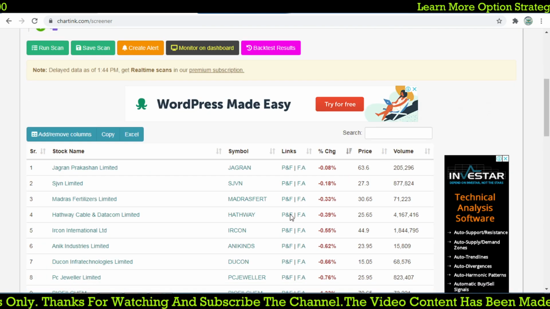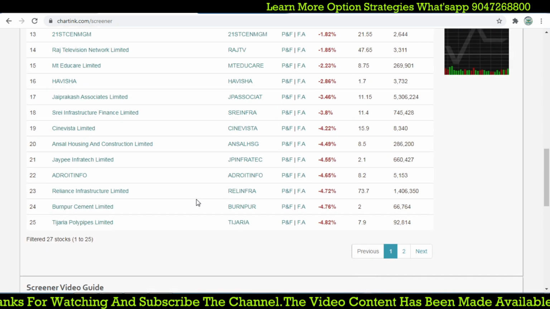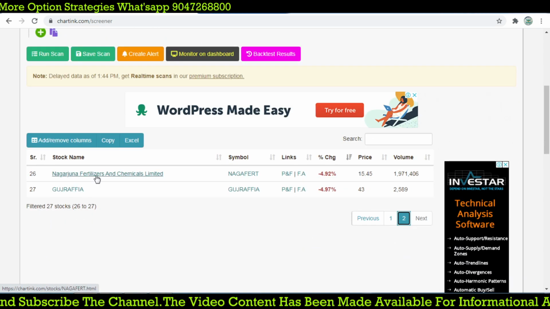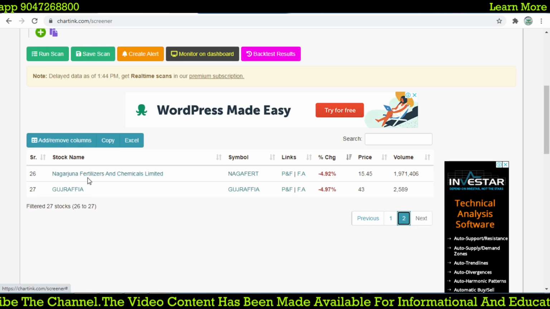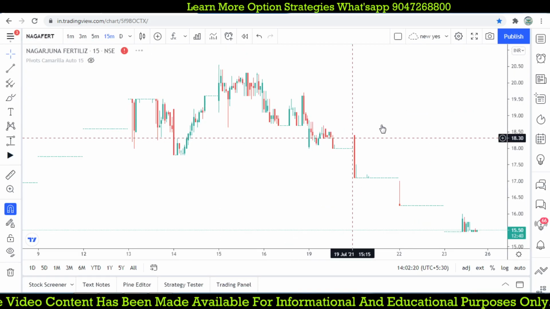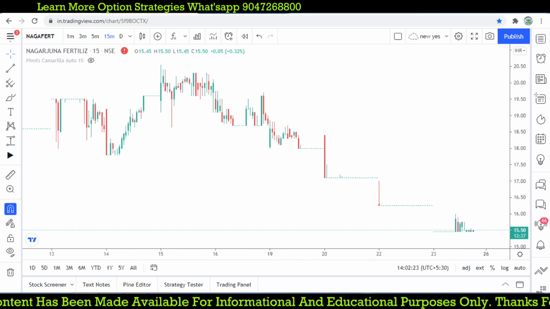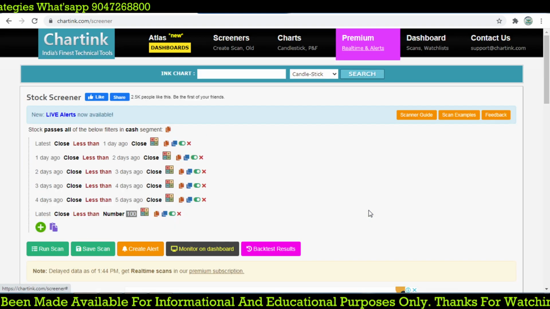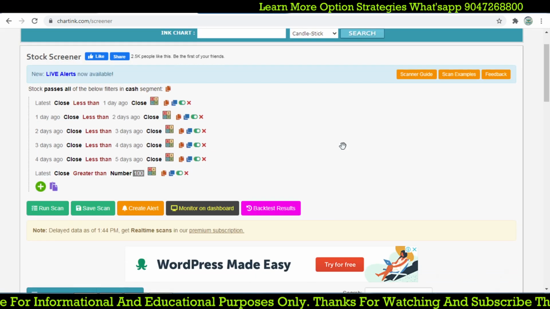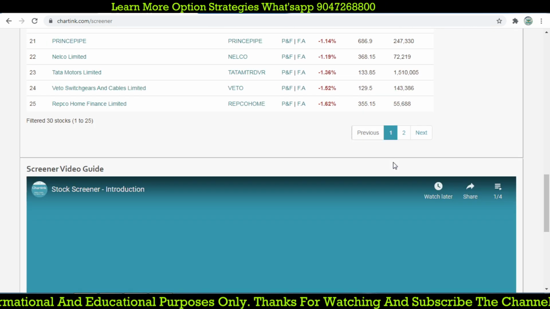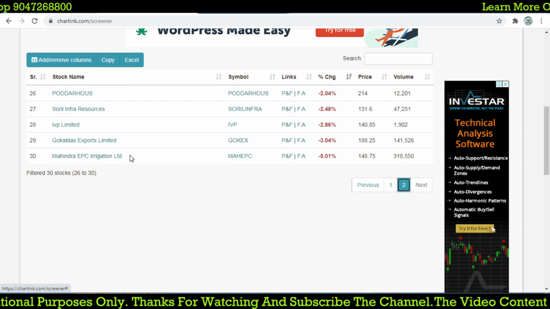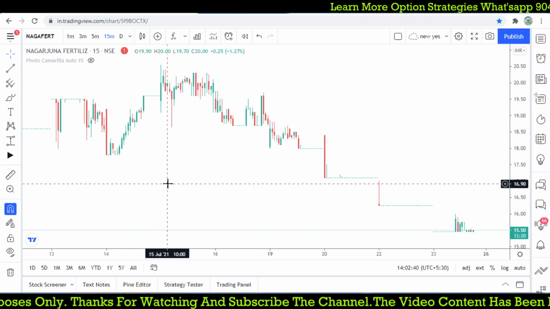So if you check, these are the stocks that started moving down and down. From here we can go from the last screener. So today these are the stocks which are going down. Nagarjuna Fertilizers, just check how it is moving down, and this stock is not trading well. And what happened? The stock's value is 53, here greater than. Okay. So when we get a greater than, those stocks form a very low percentage. Mahindra EPC Irrigation, let's check.